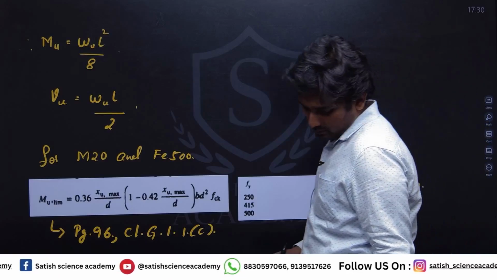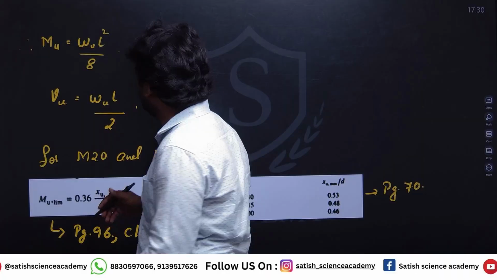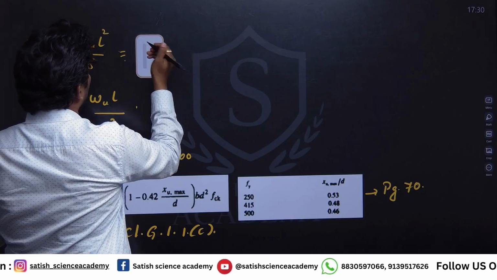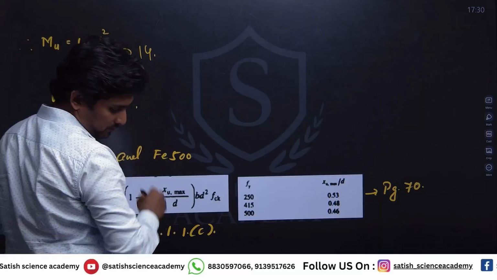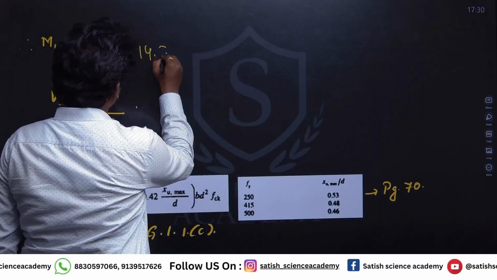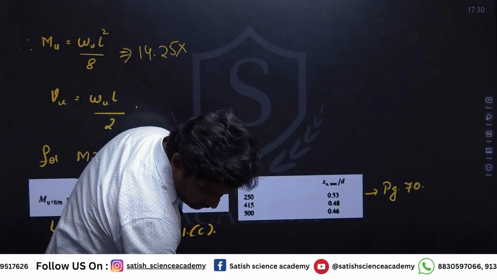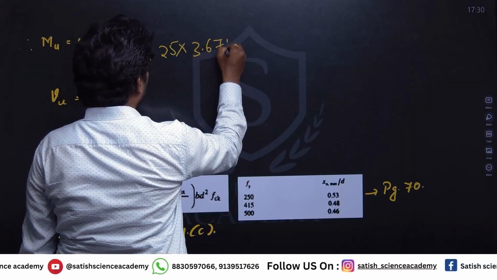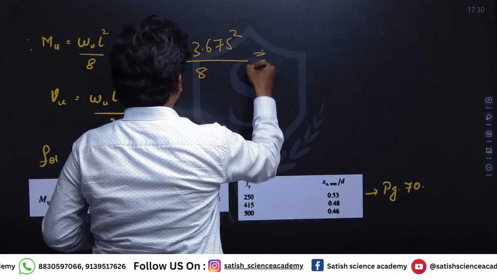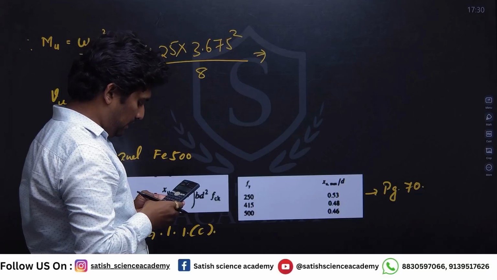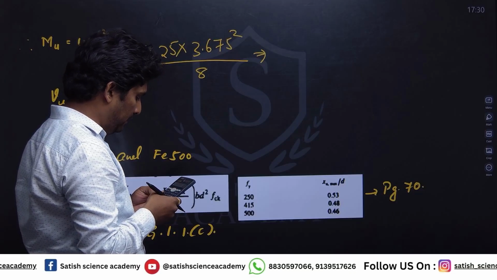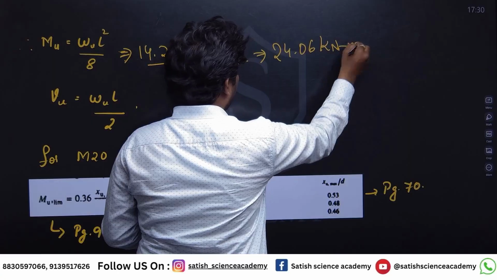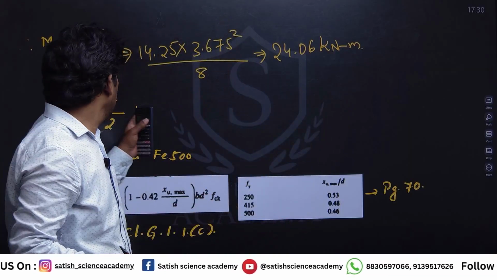So Mu limit, Mu you have to calculate. Mu formula is WuL²/8. W value is 14.25 into L, effective length is 3.675 square divided by 8. So this value comes to 14.25 into 3.675 square divided by 8. This comes to 24.06 kilonewton meter. Okay.